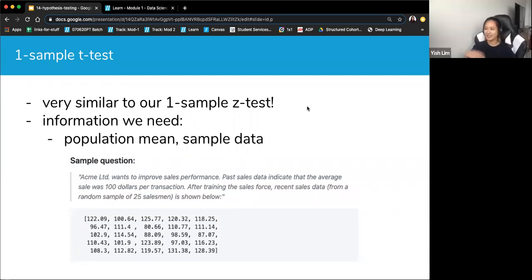All right, so in this example, Acme wants to improve sales performance. Past sales data indicates that the average sale was $100 per transaction. And then after training the sales force, recent sales data from a sample of 25 salesmen is shown below. So this is our sales data after they've gone through training. Based on this, anyone want to make a guess on what our null and alternate hypotheses will be in terms of the average sale per transaction?